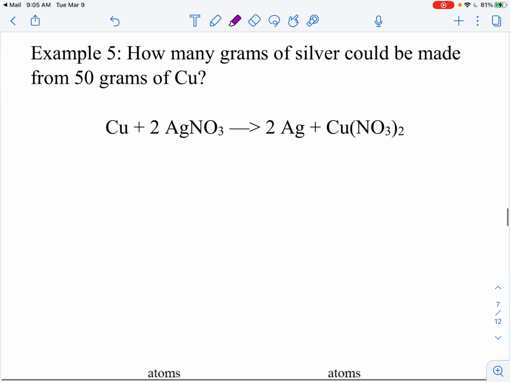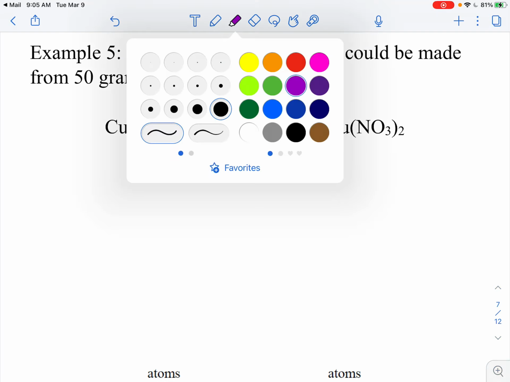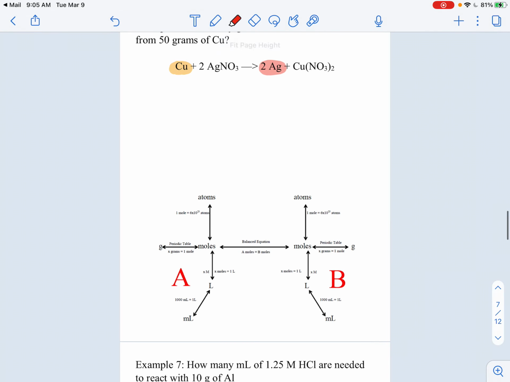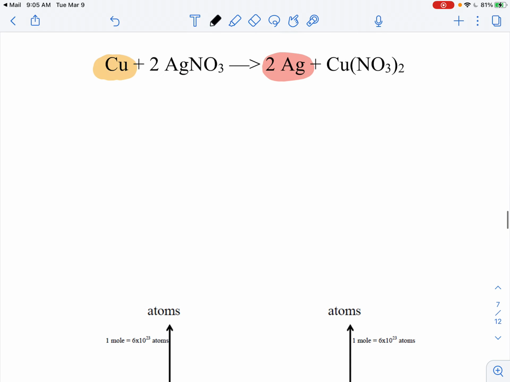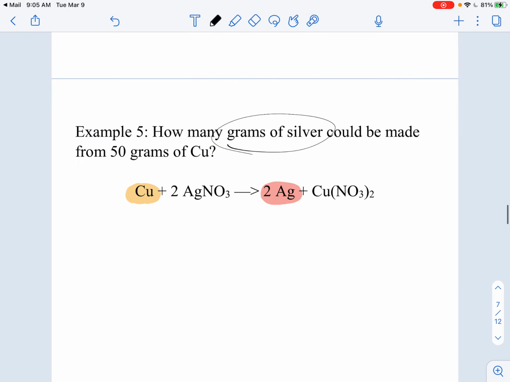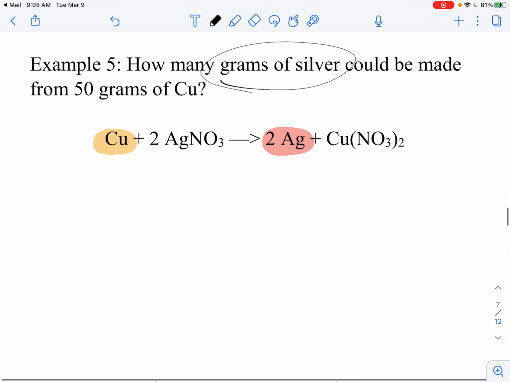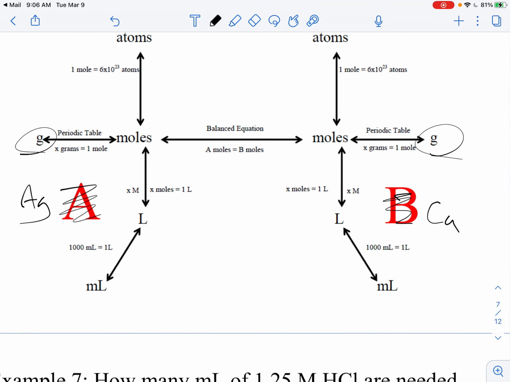So let's take a look at this. It says, how many grams of silver can be made from 50 grams of copper? So what things do I care about in this problem? I care about silver and I care about copper. Those are the two things that I care about. If we look at our mole map, our two things here are going to be silver and copper. I care about the grams of silver, so if I go to my mole map, I have my grams of silver. And I care about the grams of the copper over here.